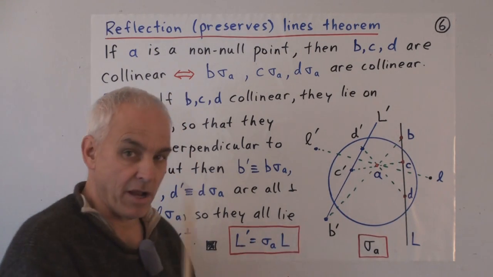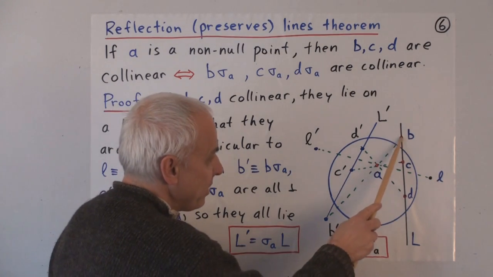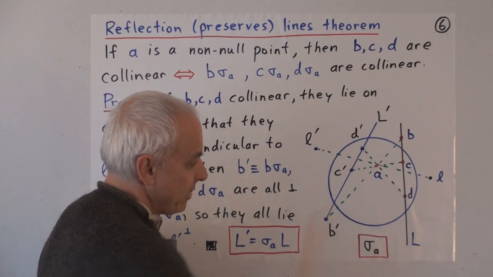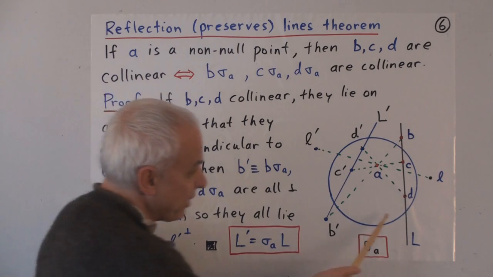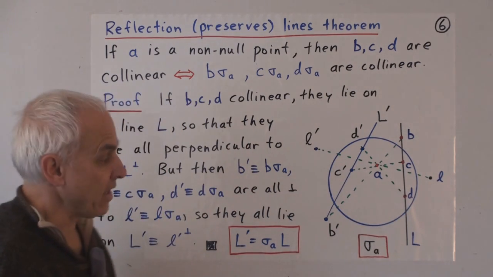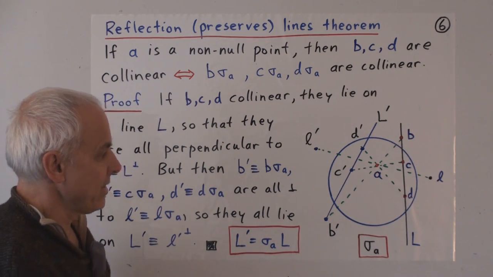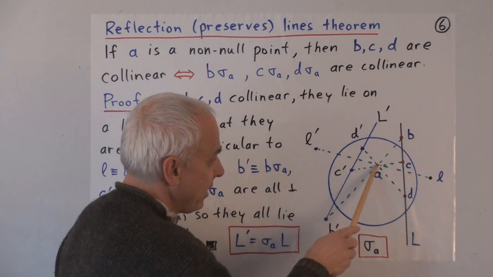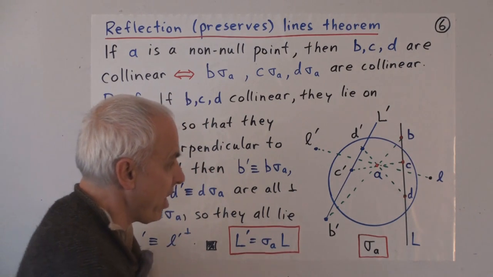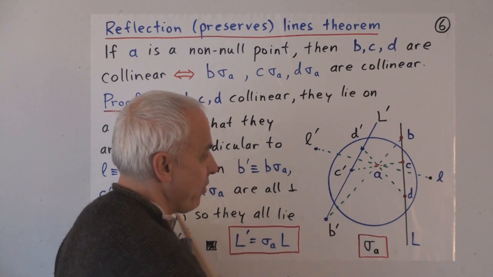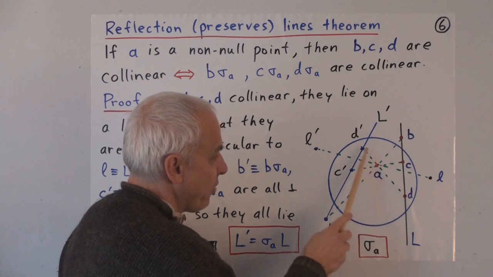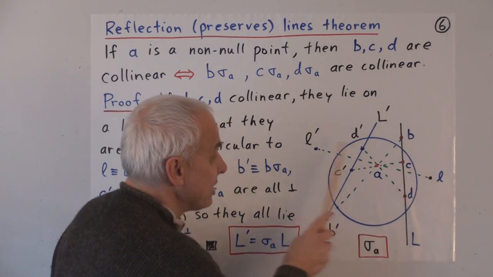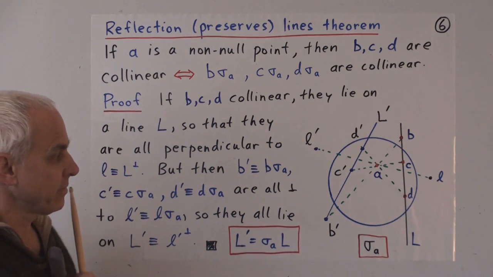Here's a picture. Point A, which is non-null. B, C, and D, which are all on a line. The line is the line capital L. And there's the dual of that line, little l. Now suppose we reflect everything in A. The reflection of B in A is this point B prime. The reflection of C in A is this point C prime. The reflection of D in this point is D prime there. And the reflection of the point L is this point L prime over here.